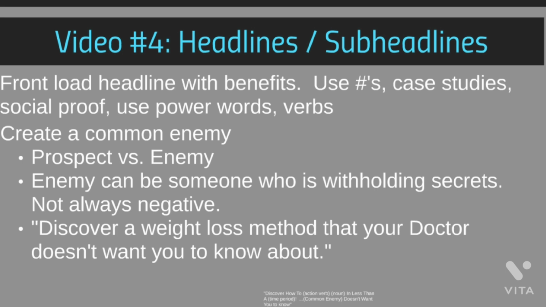Another thing we found that works is you create a common enemy. Now, it's basically like prospect versus enemy. Now, the enemy can be someone who is withholding secrets, not always necessarily negative. For example, with weight loss or anything to do with health, as you know, you go to the doctor typically for that. Or if you are in a specific industry and maybe you go to a mentor or a guru, or you think about someone who is bigger than you, or maybe they are the underdog essentially, like the prospect is the underdog and there's this big company or big corporation that is over them.